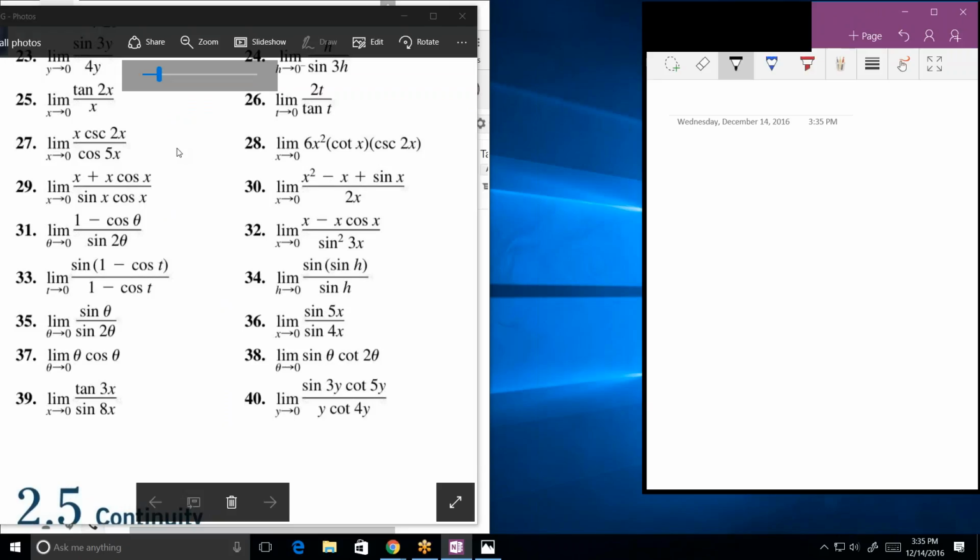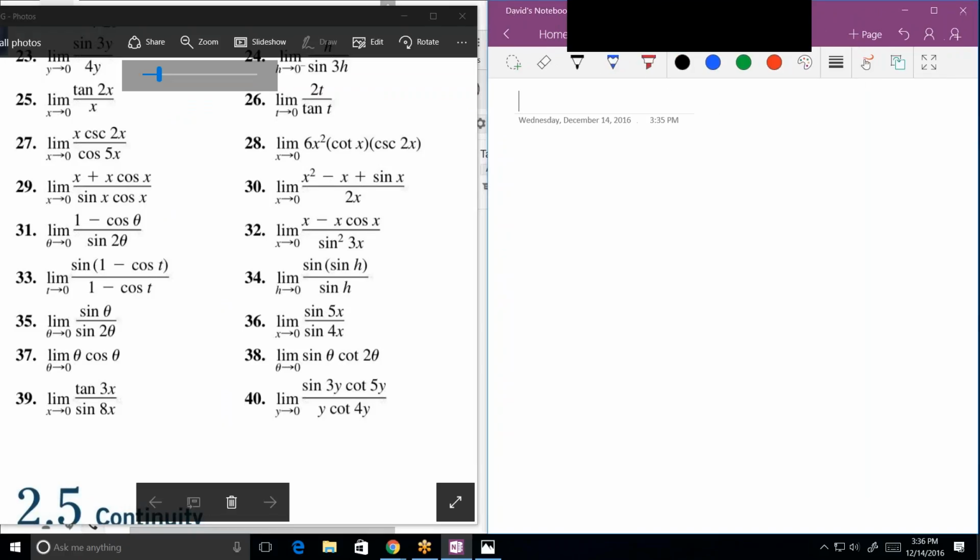28. Wow, boy, these don't get any easier. Although you can kind of see what I'm doing on all of these, I think. Some of these limits you can figure out by substitution once you get part of it taken care of.